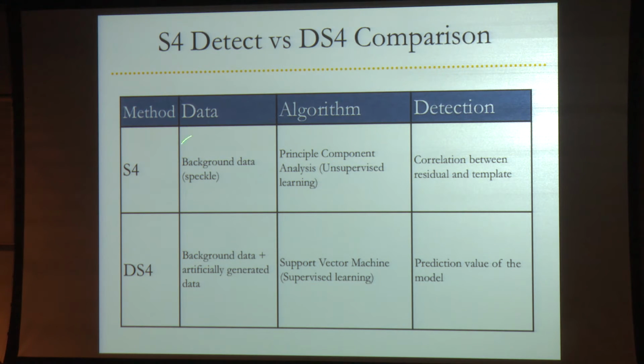Okay, so just a contrast. Basically, in this case here, the data is just simply the speckles. When you're training the model, you're just going to be using speckle data from the training part of the annulus. In the DS4, you'll have to generate the data too, artificially. This is using PCA to model that data. This is using SVM. And then the detection is done here by just correlating the residual with some template. Here it's just coming directly from the model.